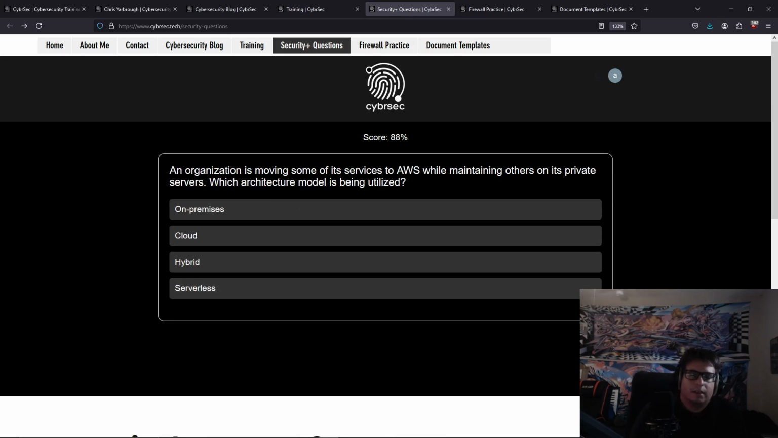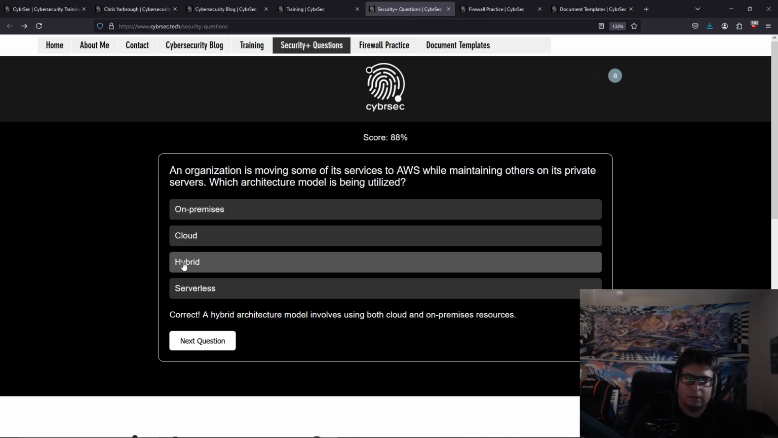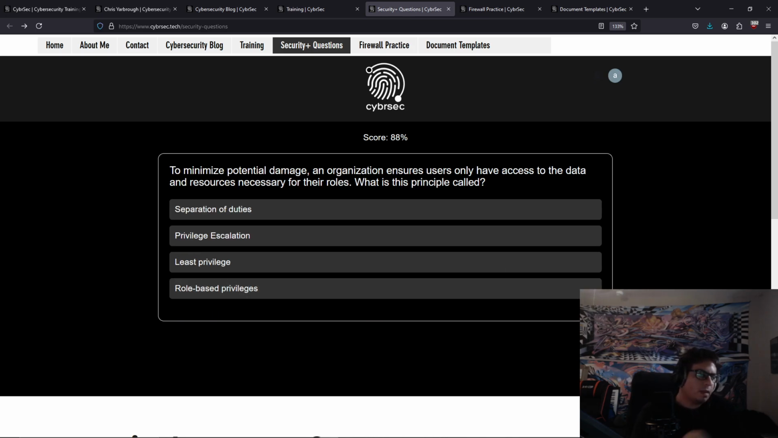Correct. An organization is moving some of its services to AWS while maintaining others on its private servers. What architectural model is being utilized? So that's going to be hybrid since it's both in the cloud and on their private servers. Correct. To minimize potential damage, an organization ensures users only have access to the data and resources necessary for their roles. It's going to be least privilege.